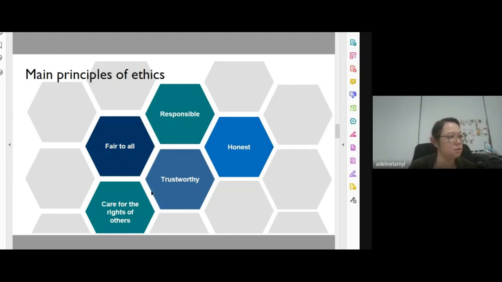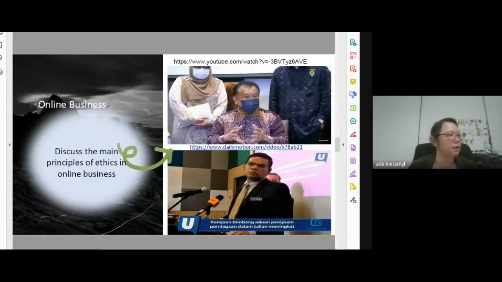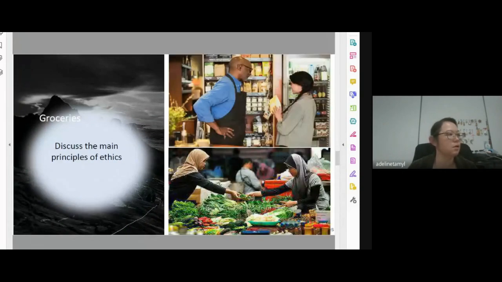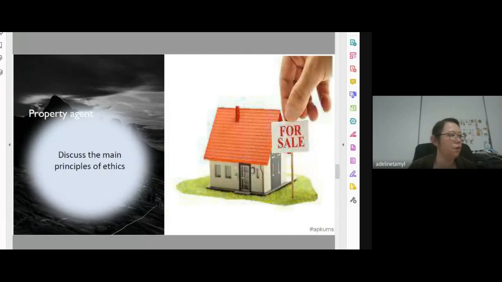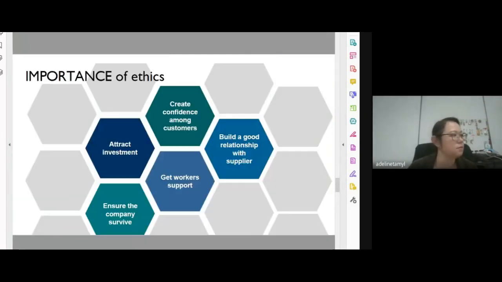Okay, so that's the care. Hak-hak pengguna lah contohnya. Hak-hak pengguna, hak-hak pekerja, hak-hak mereka yang di dalam society. Ya. And then there are many ethics, for example, for online business, for grocery, supermarkets, for property agents, there are many ethics here. You can see that.